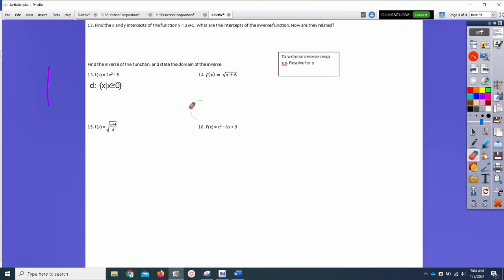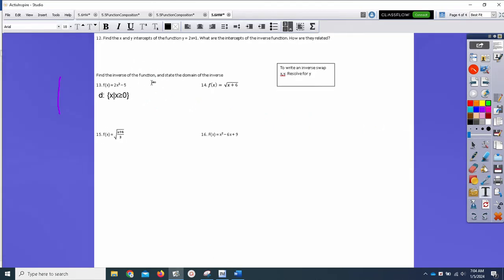Now I'm going to start writing the inverse. And to write an inverse, you swap x and y, and then you resolve for y. So that f of x becomes an x, and that x becomes a y, and then I just go to town on this thing. It's not hard. Solve it for y, I'm going to add my 5. I'm going to divide by 2. I'm typing this, so that's why it looks like that. And now I'm going to counteract my square with a square root. And that's sadly not something I can draw on this program.